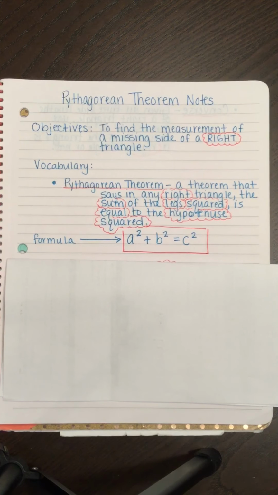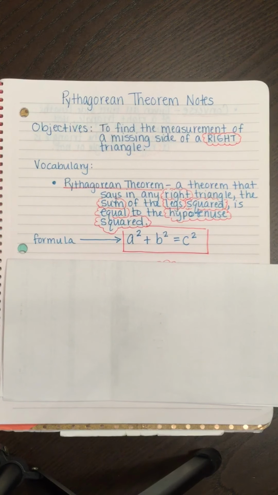And there's a formula for Pythagorean theorem, which by the end of this, you should most definitely have memorized. And that formula is a squared plus b squared equals c squared. We're going to be using that a lot.